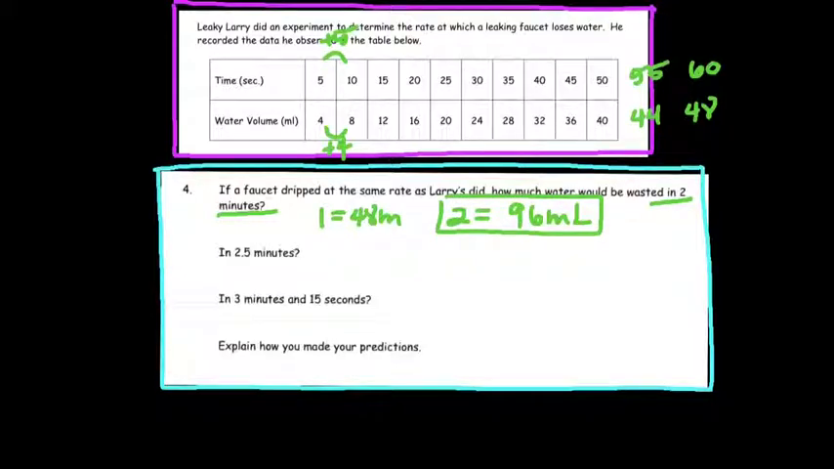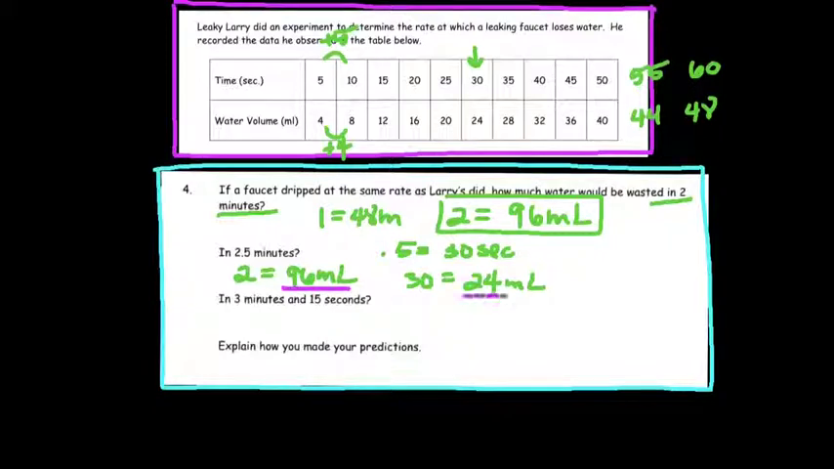So now what about 2.5 minutes? Again, we've got to convert it. I know that in 2 minutes, I'm going to lose 96 milliliters of water. What's a half a minute, first of all? We need to know that a half a minute, 0.5, is equal to 30 seconds, right? Well, that's on my table right here. So I know that in 30 seconds, I lose 24 milliliters of water. Put it all together, I would add 96 plus 24, and that would give me 120 milliliters of water that I've lost in 2.5 minutes.